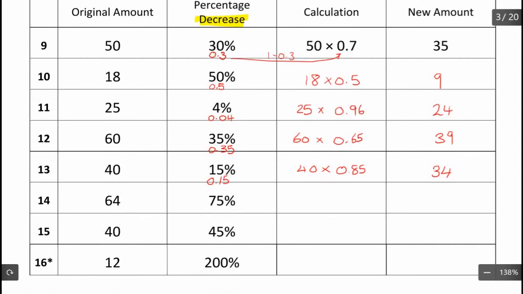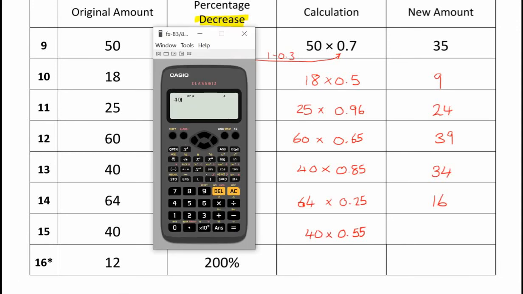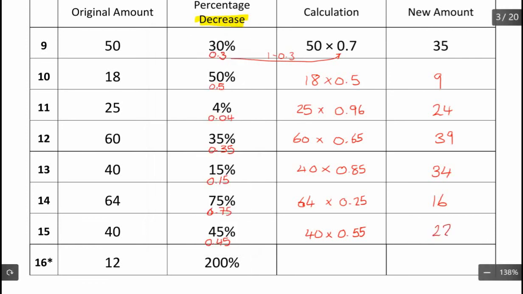75% is 0.75. Take that away from 1 and we've got 0.25. So in other words, a quarter. So this is like saying find the remaining quarter of 64. And that would be 16. 45% is 0.45. Take it away from 1 and we're left with 0.55. So that leaves us 22.